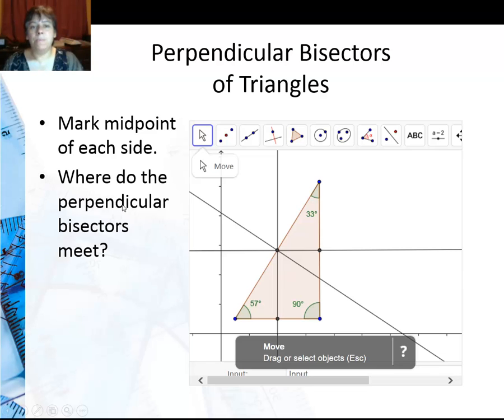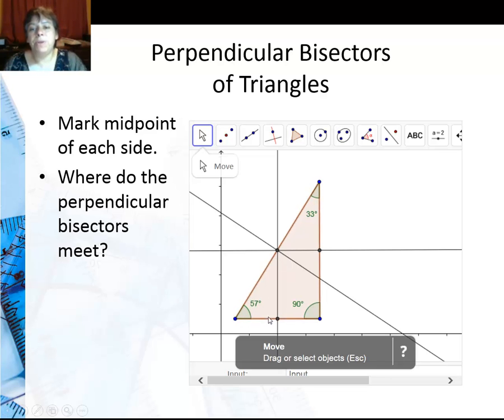So where do the perpendicular bisectors meet? In this instance, this is a 90-degree triangle, and you can see that the bisectors are meeting on the hypotenuse. In fact, they're meeting on the midpoint of the hypotenuse. Why does that make sense?